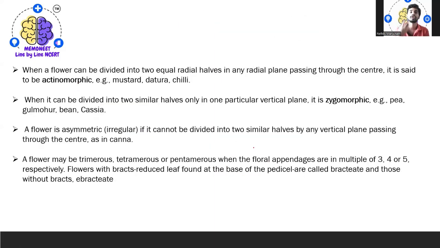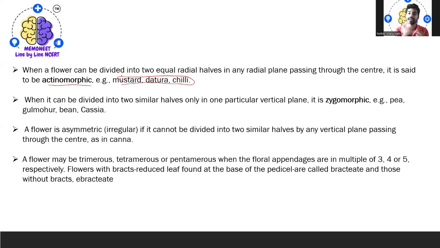When a flower can be divided into two equal radial halves, in any radial plane passing through the center, for example, when you pass a plane through the center of a flower and it divides it into two equal radial halves, then that is called actinomorphic. You will see that kind of radial division in mustard, datura, and chili flower.